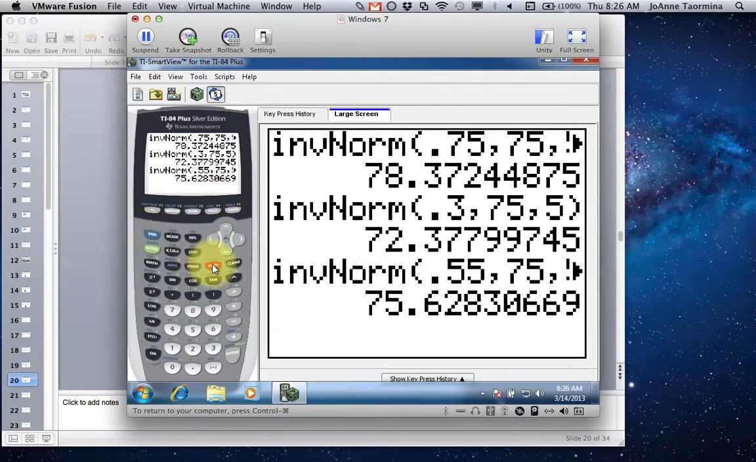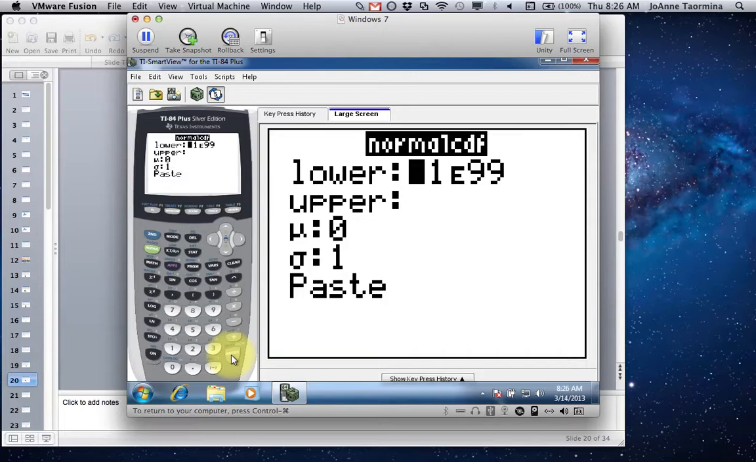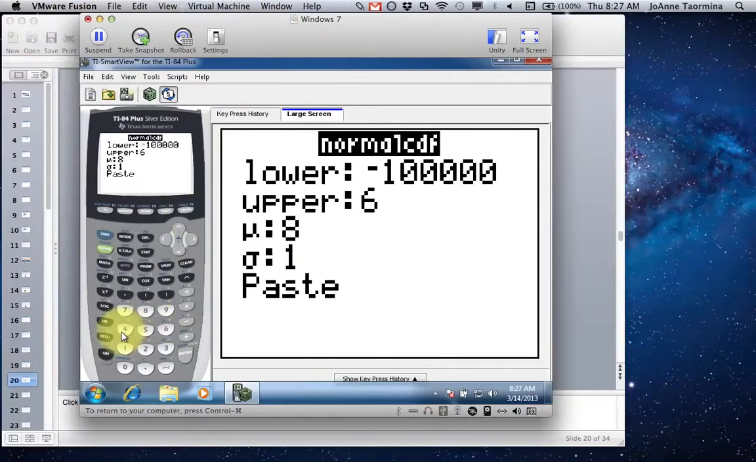Second, DISTR, we're asked for probability, which is a function of area, so we use normal CDF. On the left-hand side, we're going to put negative 100,000. On the right-hand side, we're going to put the raw score, 6. Our mean is 8. Our standard deviation, again, what was that? 4. And paste it.